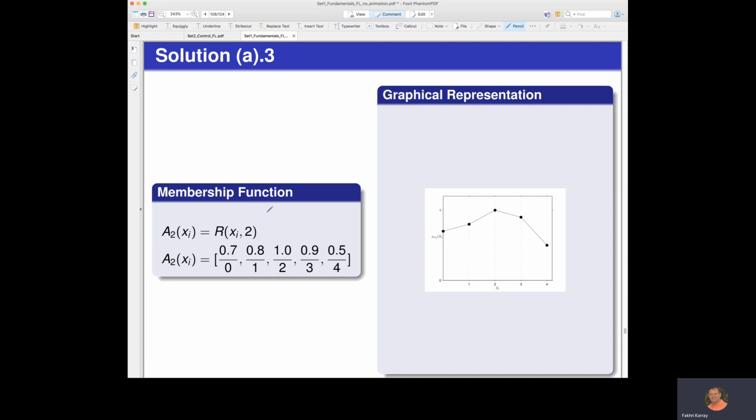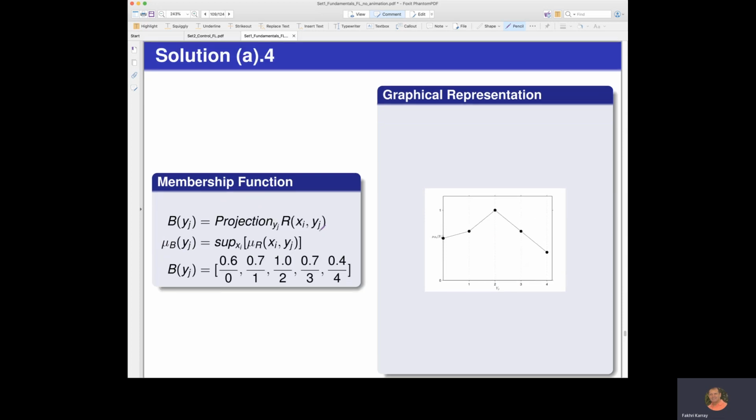So this is the location where y is equal to 2 for all the values of xi. So this is a vertical type of representation for the system in the xi dimension. Okay, so let's look at the b of yj. So we are projecting here onto y for all the values of x.